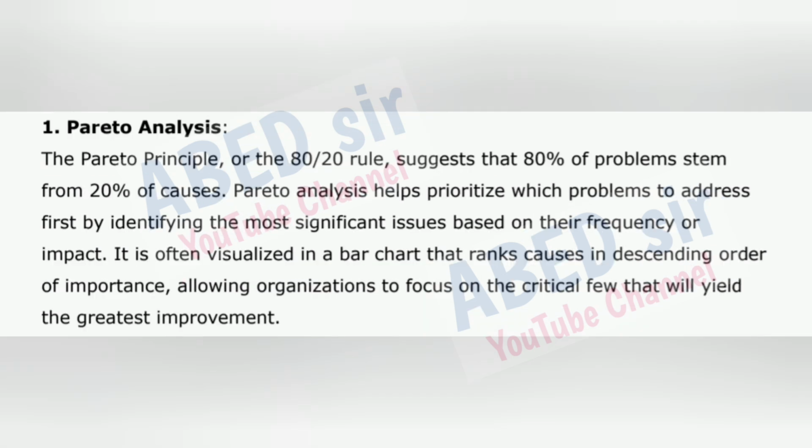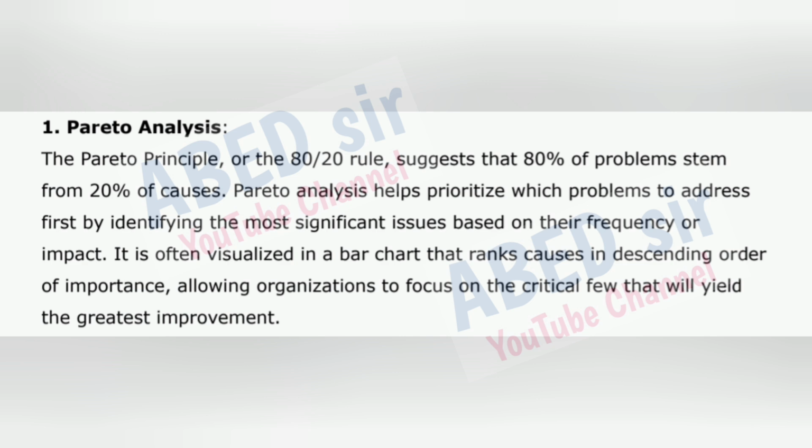1. Pareto analysis. The Pareto principle, or the 80-20 rule, suggests that 80% of problems stem from 20% of causes. Pareto analysis helps prioritize which problems to address first by identifying the most significant issues based on their frequency or impact.